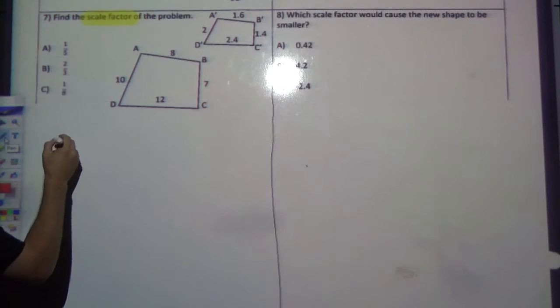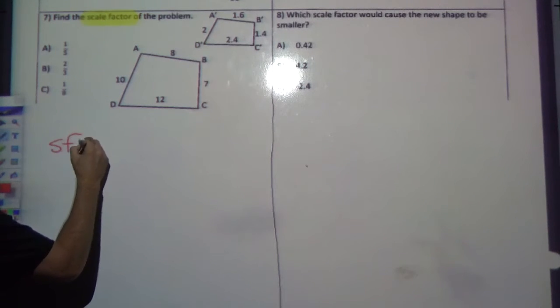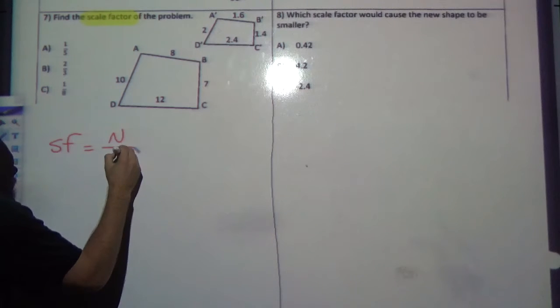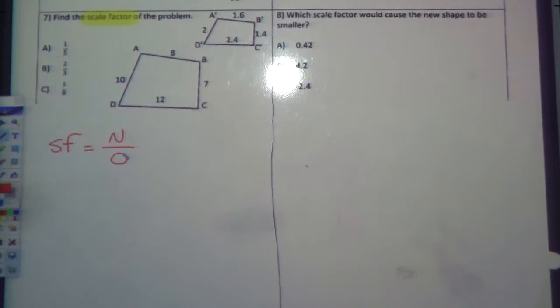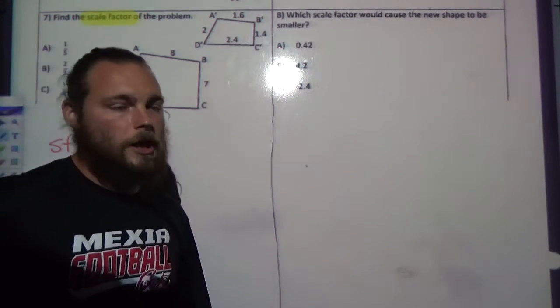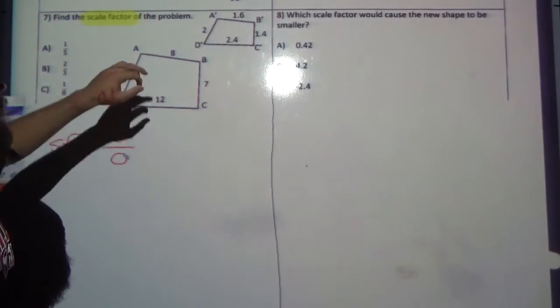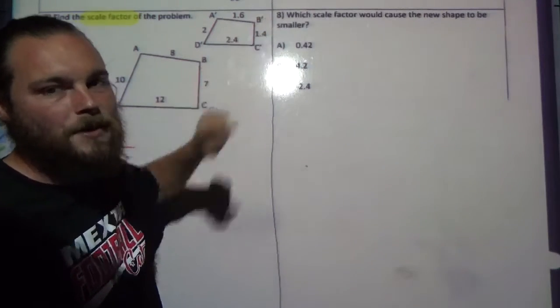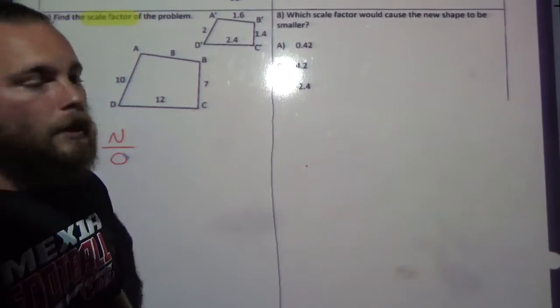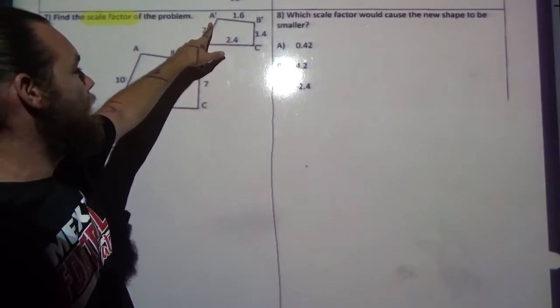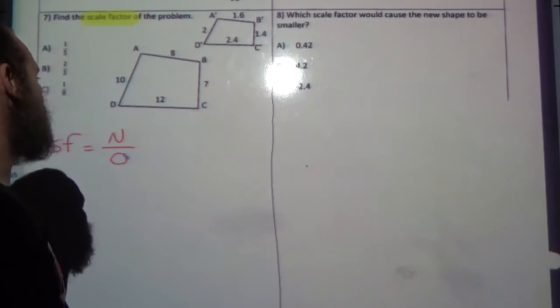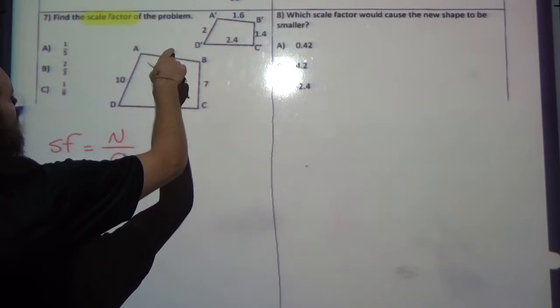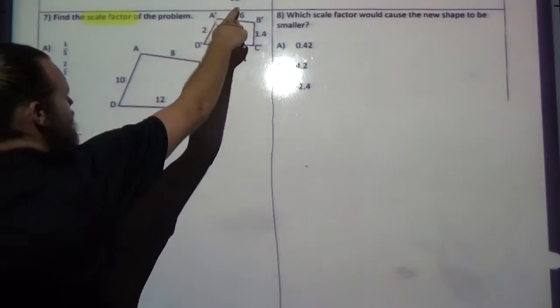Okay, so if we remember from yesterday, to find a scale factor, we take our new shape and divide it by the old shape. So now we have to determine which one's the new shape and which one's the old shape. Yesterday we talked about the regular variables and then those variables with the prime symbol above it. When you see the prime symbol, that means it's the new shape. So we're going from these measurements to these measurements.